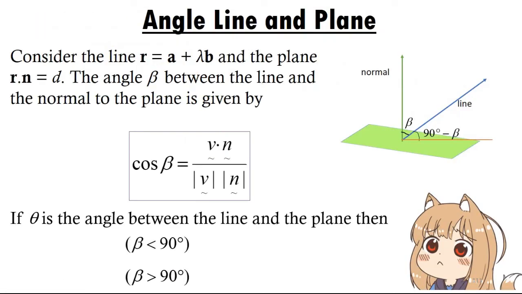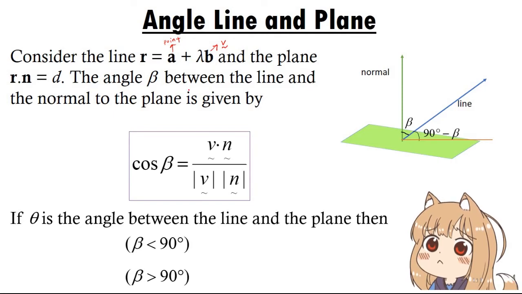Next part is angle, line and plane. Okay, kat sini beza sebab dia ada plane dengan line, bukan plane and plane. So consider the line. Line is biru. R equal to A plus lambda B. Yang B ni is direction vector. Ni B. A ni is point lah. And the plane R dot N equal to D. And plane ni lah yang hijau. So dia ada normal lah dekat situ.